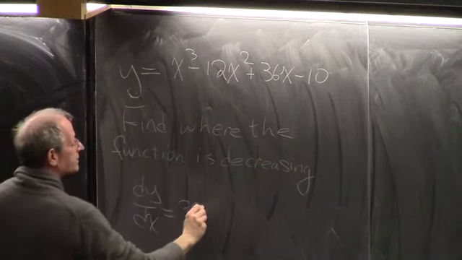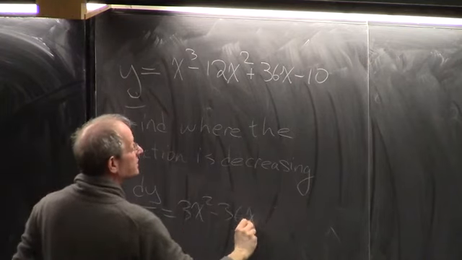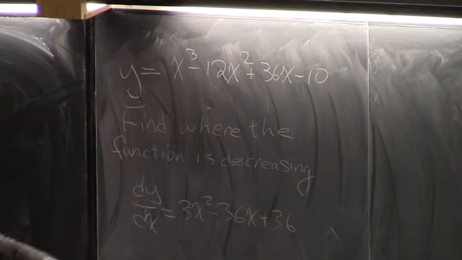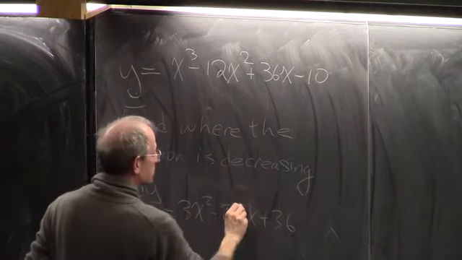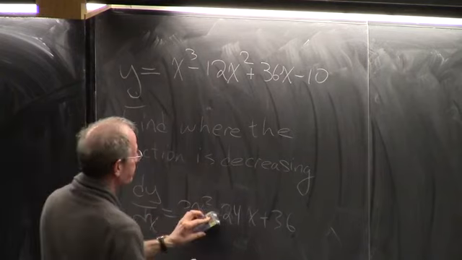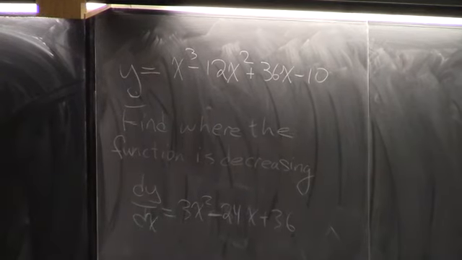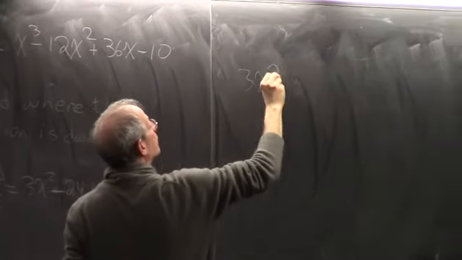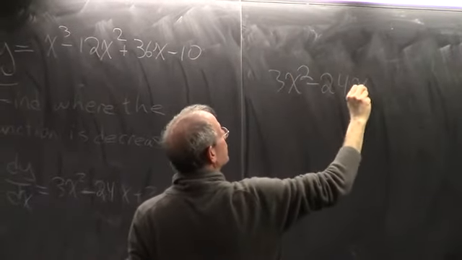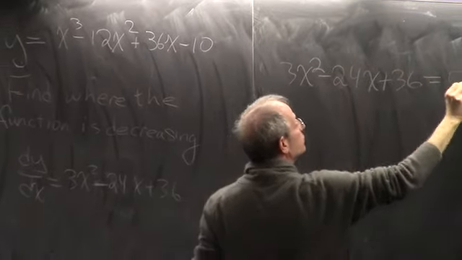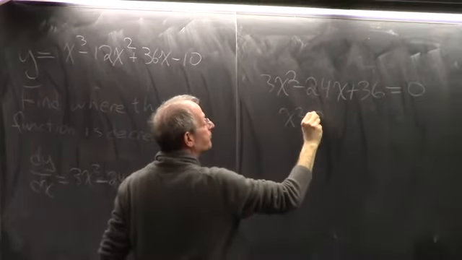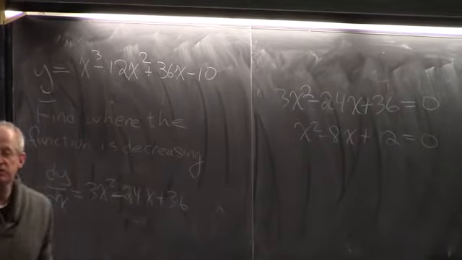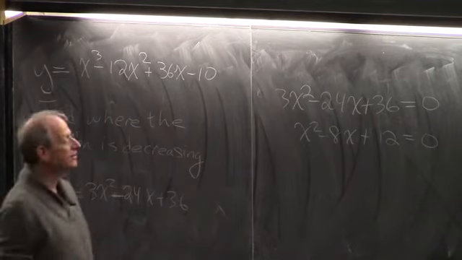You get 3x squared minus 36x plus 36, minus 24x. Set that equal to 0. So 3x squared minus 24x plus 36 equals 0. Divide through by 3. You get x squared minus 8x plus 12 equals 0. That factors nicely.